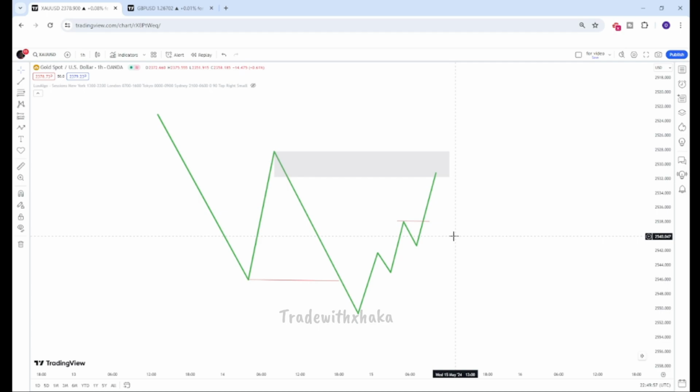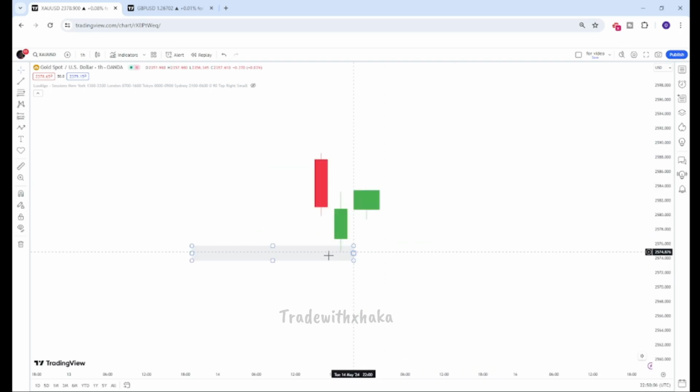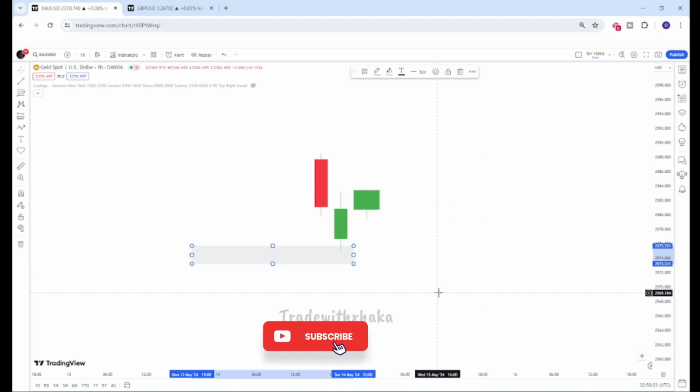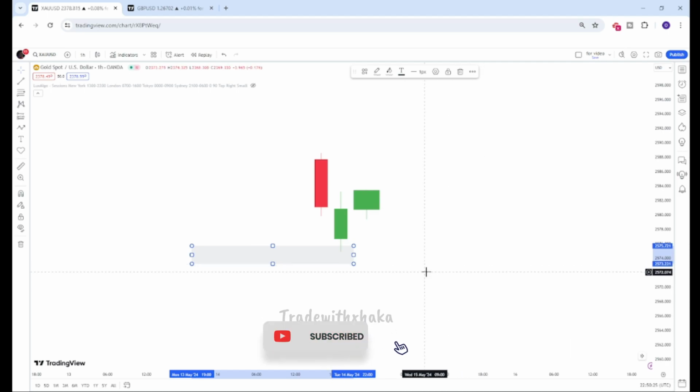Let's move to the entry model. This is the way I enter the market. Now, this is the entry pattern I use. First thing I do is to look for endorsement, that is the price retracement back to the demand zone or supply zone. Is there any pullback? Is there any endorsement on that move?